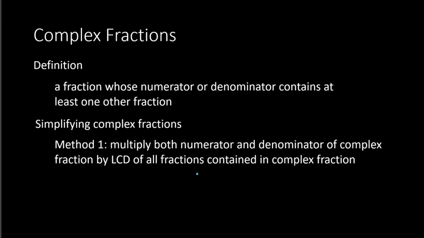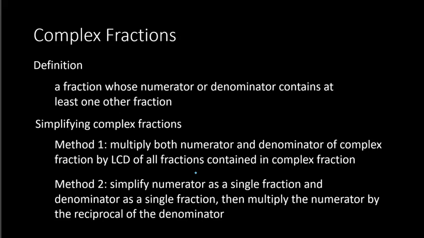So method 1 for simplifying would be to multiply both the numerator and denominator of the complex fraction by the least common denominator of all the fractions contained in the complex fraction. So you multiply the top and the bottom by some number. Or method 2 is you can simplify the numerator as a single fraction and then the denominator as a single fraction, and then divide. So when you divide, that's multiplying by the reciprocal. All right, so we have two different options.